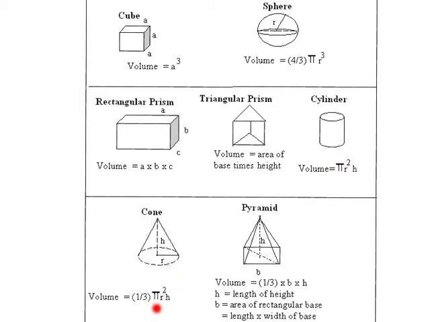For a cone, you're going to have pi times the radius squared times the height, and then you're going to take 1/3 of that. Because if you look, a cone is sort of like a cylinder, but you've got some pieces missing, like a piece here and a piece here. So it's just going to be 1/3 what it would be if it were a whole cylinder. Then for a pyramid, to find the volume, you say 1/3 of the base times the height.